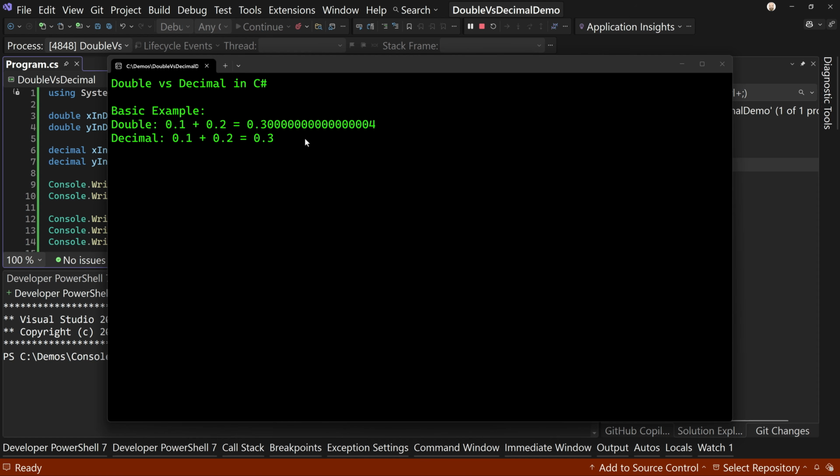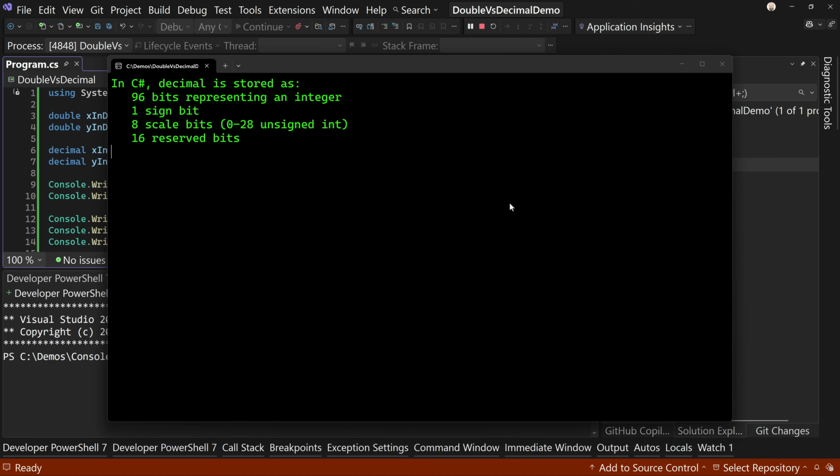Now, you may look at this and go, well, 0.1 plus 0.2, why isn't that just 0.3? Why does it have all this extra stuff? We're going to understand that in this video and understand why, even though you get a little bit of imprecision here, we still want to use double almost all the time when we need a number that has a decimal point in it. So let's start off with understanding how a decimal is stored.